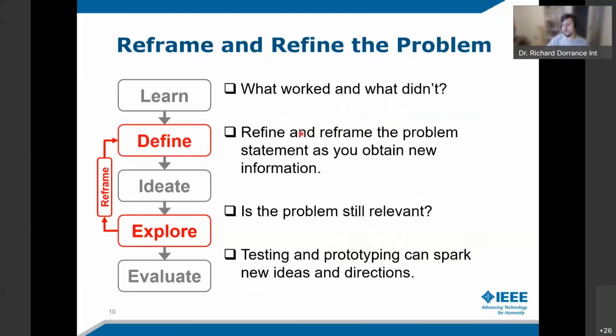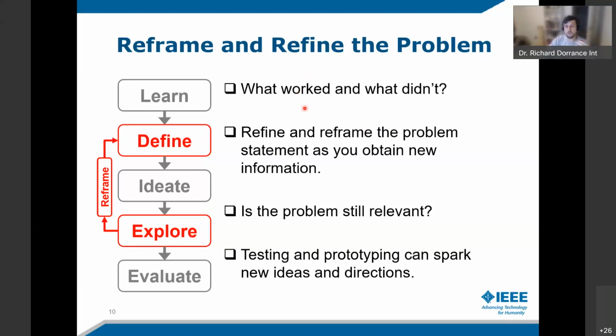But with this testing and iteration process that you go through there, there's a step here after you've done this testing and prototyping, to go back and look and reframe and refine the problem that you're looking at. And this is again where you need to ask yourself some questions: what worked, what didn't work? Is there anything I need to do different within there?